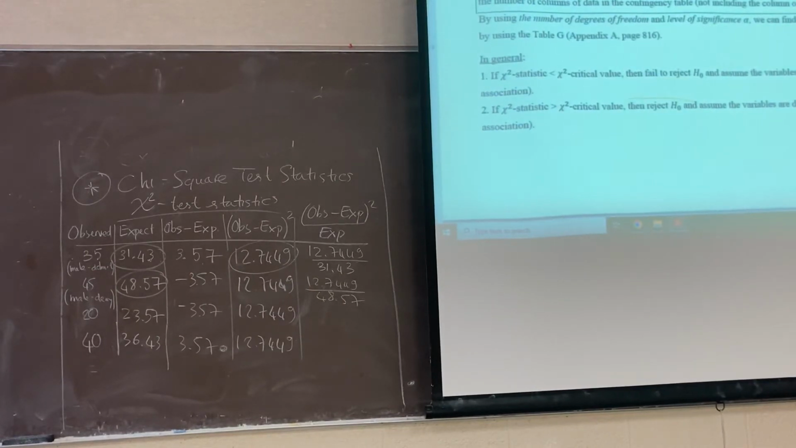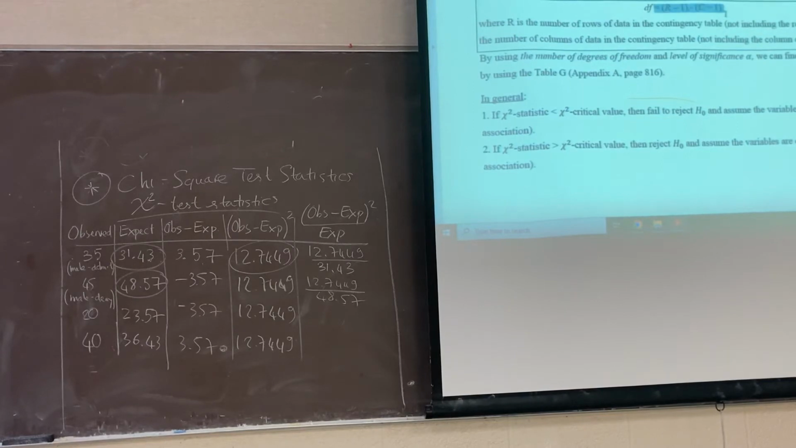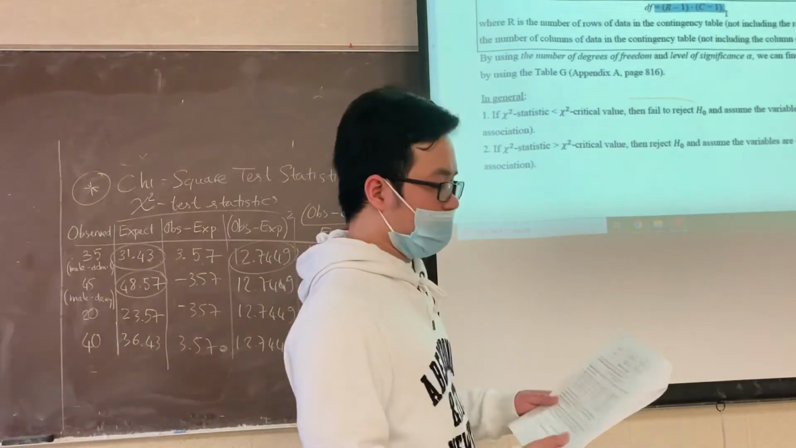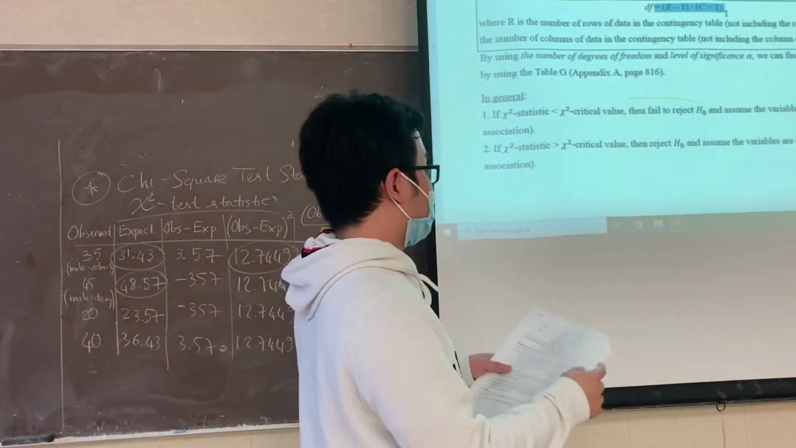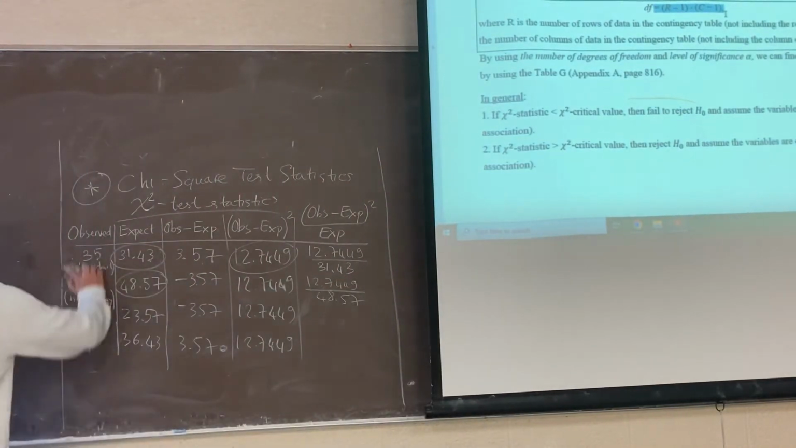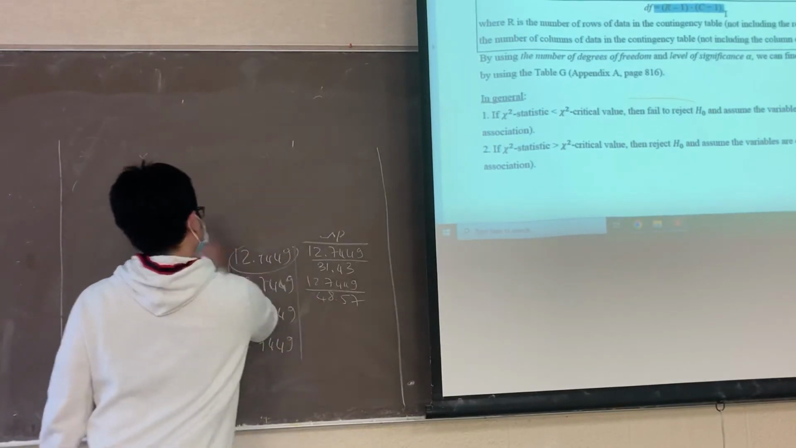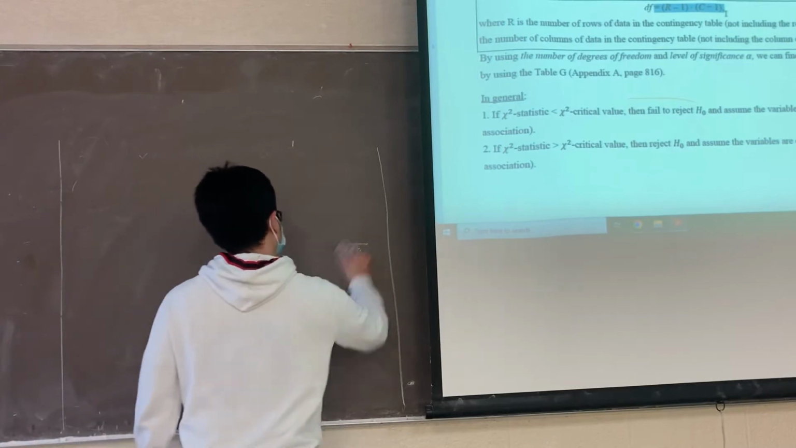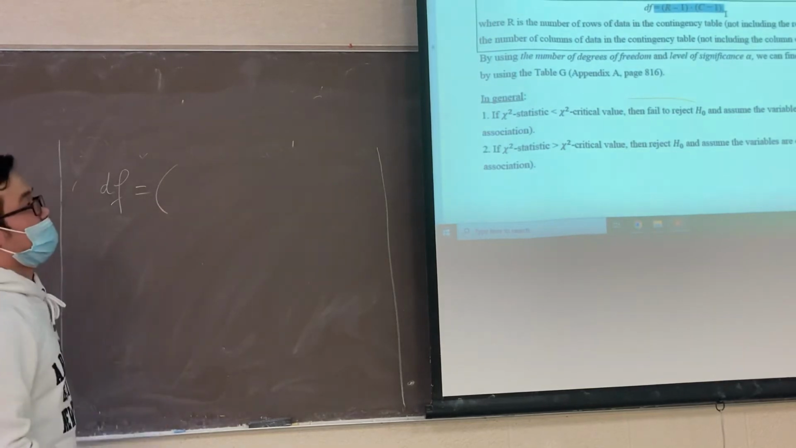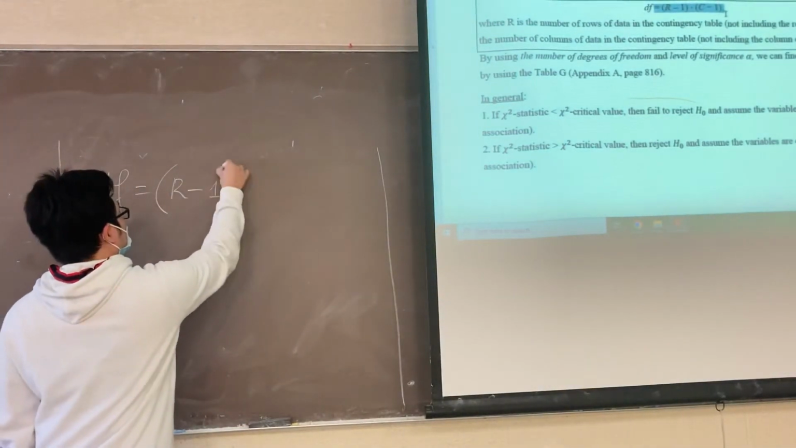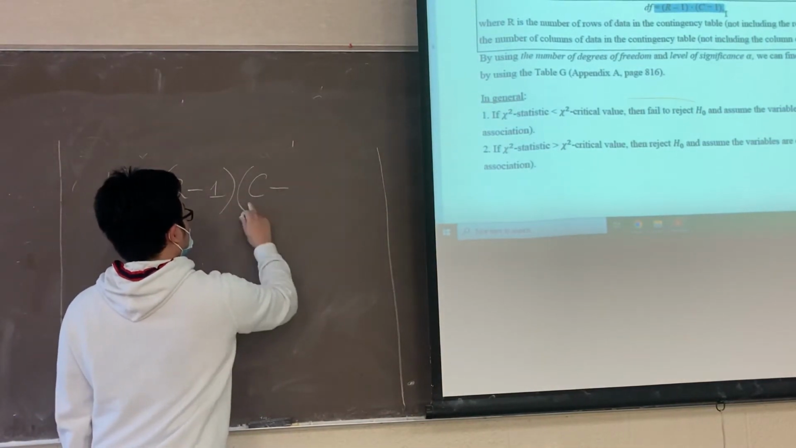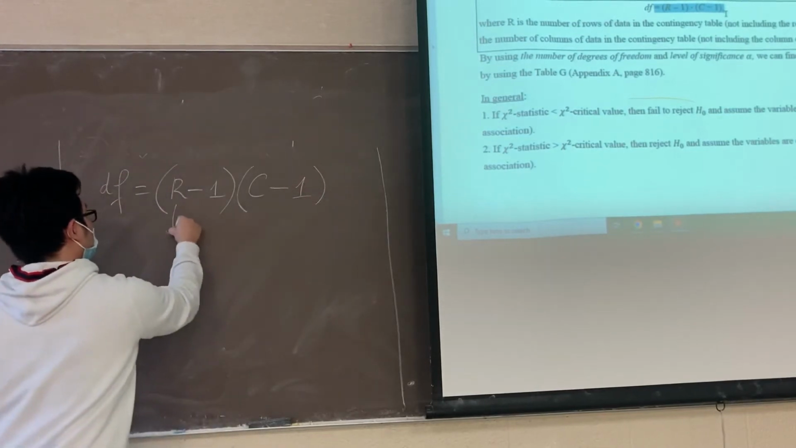And finally, we will calculate the number of degrees of freedom. This is different from section 10.6 because here we have a two-way table. So the df here we will calculate in another way. The degrees of freedom will be calculated by this formula: the number of rows minus 1, times the number of columns minus 1.